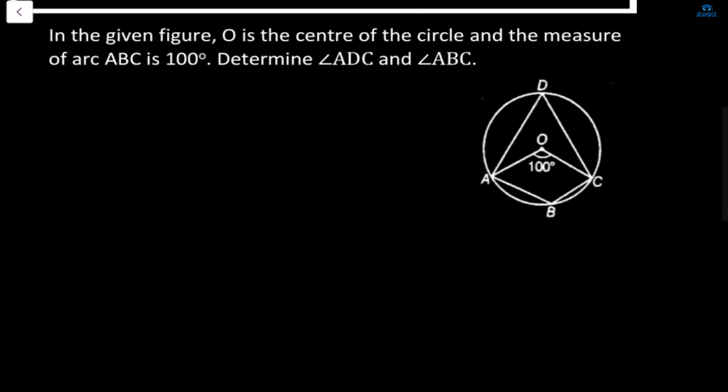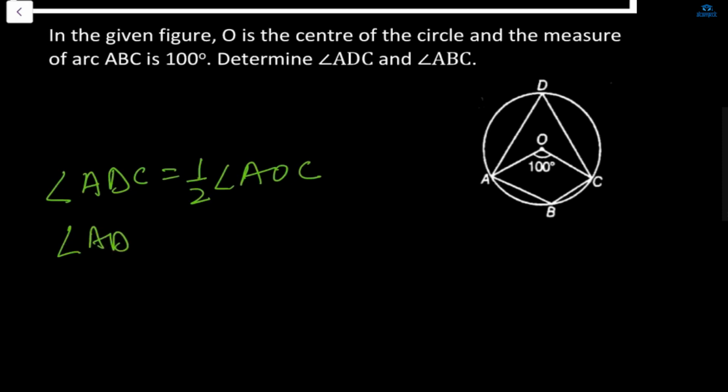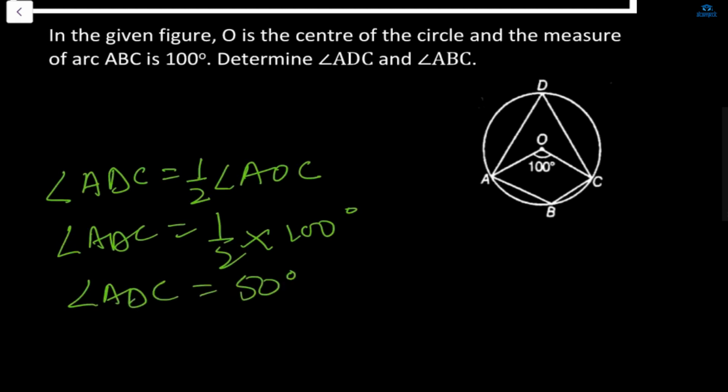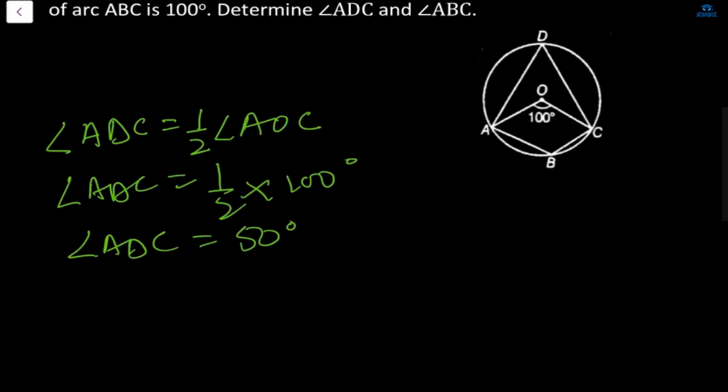The angle subtended by an arc at the center is double the angle subtended by the same arc at any point of the circle. That means angle ADC will be equal to half of angle AOC. You will have to mention the theorem also. So angle ADC will be equal to half of 100 degree, which is 50 degree.